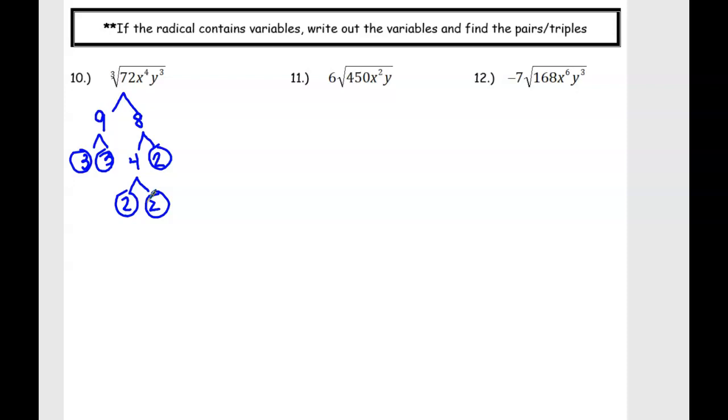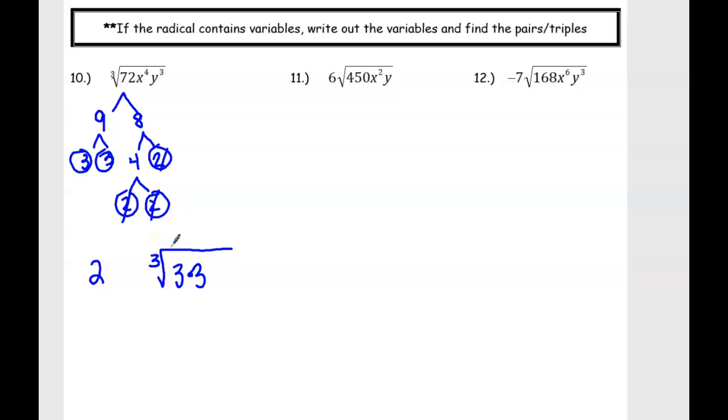So I need 3, and I look at the number piece. I've got 3 2s. So the 2 comes out. All right, I'm going to leave a little bit of space. Okay, and then what's left over is 3 times 3. And I know I've got my cube root, so I'm going to put that little 3 there.